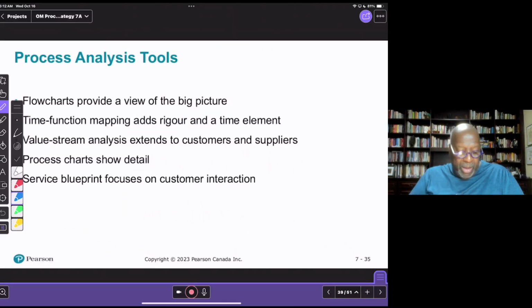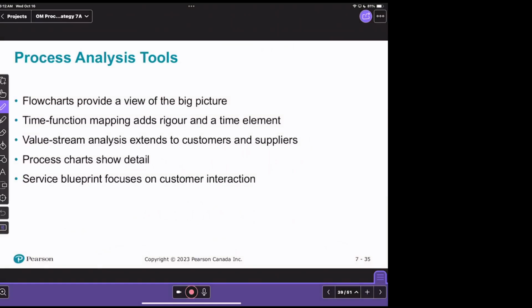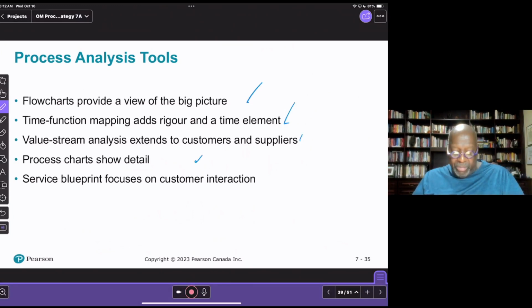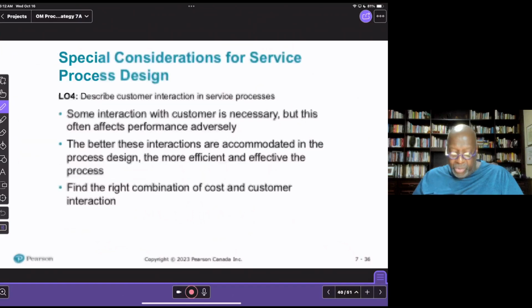Okay. In terms of the tools that you can use to analyze processes, we have flowcharts that provide a view of the big picture, time function mapping, value stream. All of these are tools that we can use.